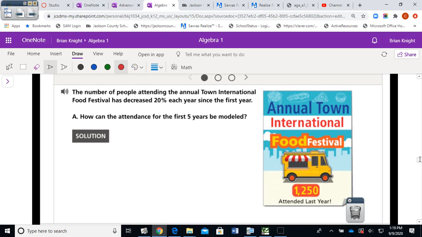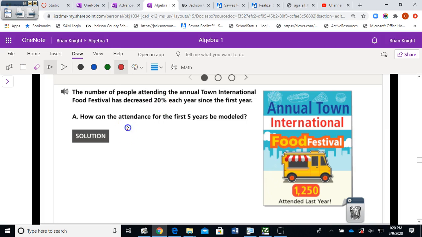Example 6. We're still applying here. It says the number of people attending the annual Town International Food Festival has decreased 20% each year since the first year. How can the attendance for the first 5 years be modeled? So first I got to figure out my rate. What's my growth factor?